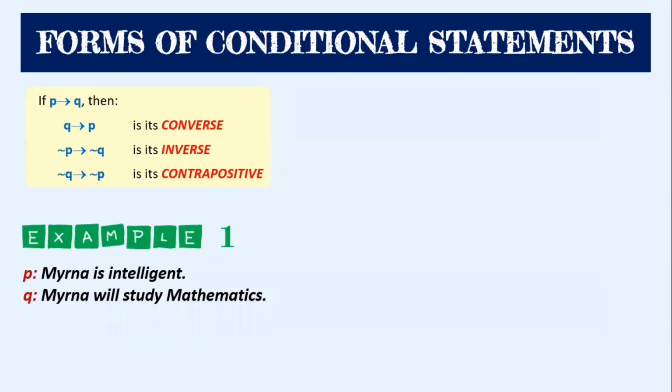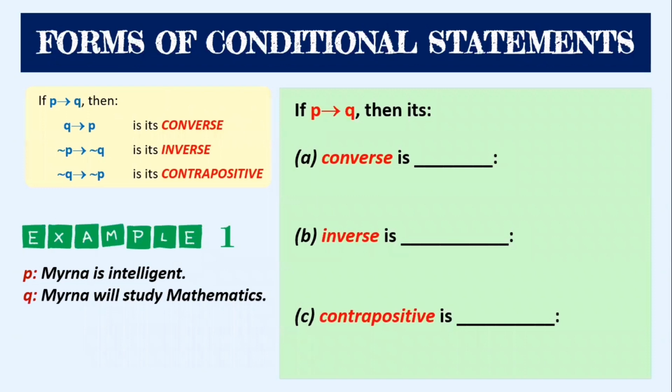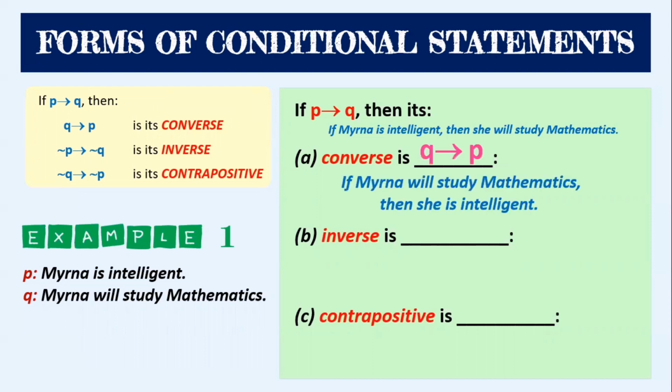Okay, example. Example number 1, P is Mirna is intelligent. Q, Mirna will study mathematics. So hanapin natin yung forms of the conditional statement. So if P, then Q, then its converse is, but before that, state muna natin yung nasa conditional statement natin. So that is, if Mirna is intelligent, then Mirna will study mathematics. Okay, so ito yung conditional statement natin. And for us to get the converse, diba yan ay Q then P. So if Mirna will study mathematics, then she is intelligent.